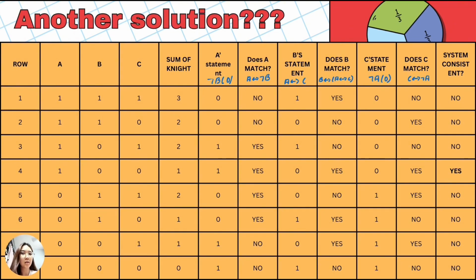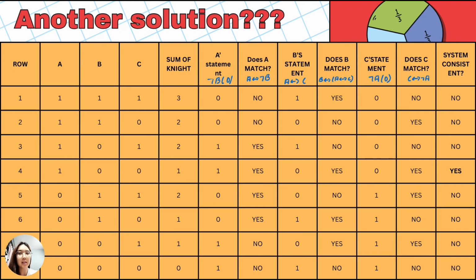So let's look at row 1. In row 1, A is 1, but the A statement is 0, so they are not a match. For example, in row 3, A is 1 and the A statement is also 1. So yes, they are matched.